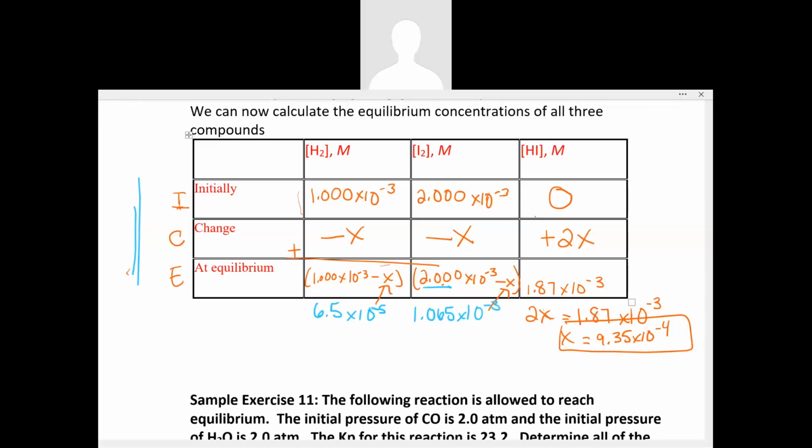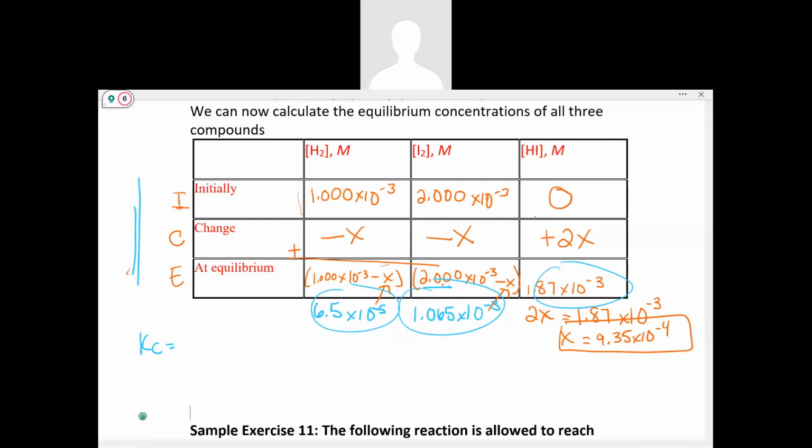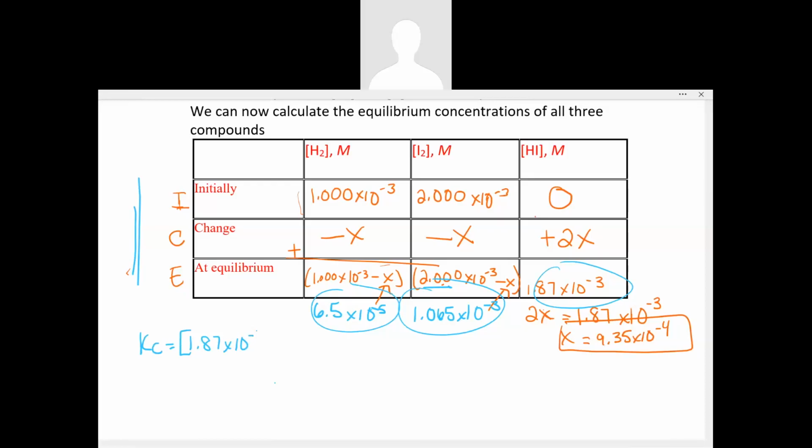Remember, that was a larger starting amount. So now I have three values at equilibrium. I can plug those into my Kc expression. Remember, we're going to have products over reactants raised to their stoichiometric coefficients. I was given 1.87 × 10^-3 for my equilibrium concentration of my product HI, and I'm going to have to square that. Again, from the balanced chemical equation, it has a coefficient of 2.